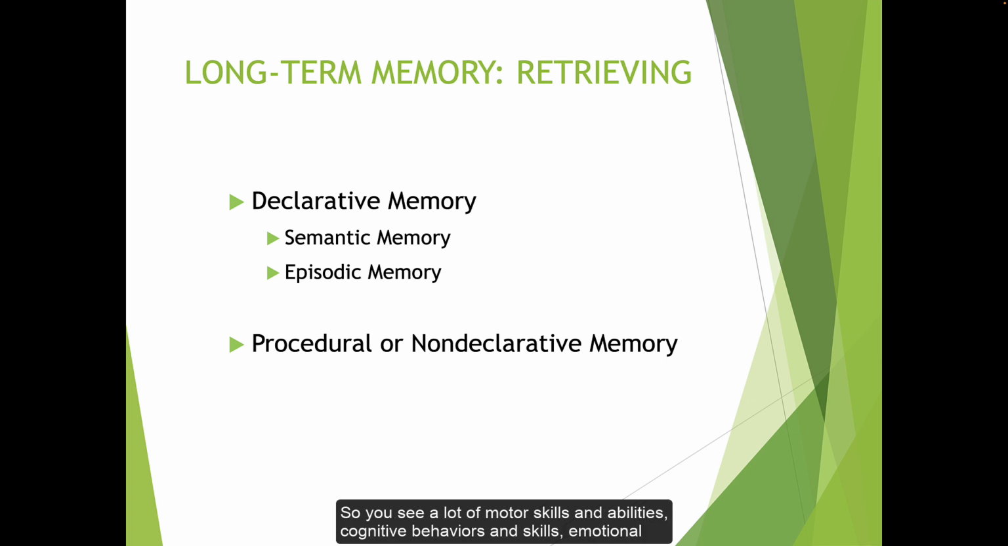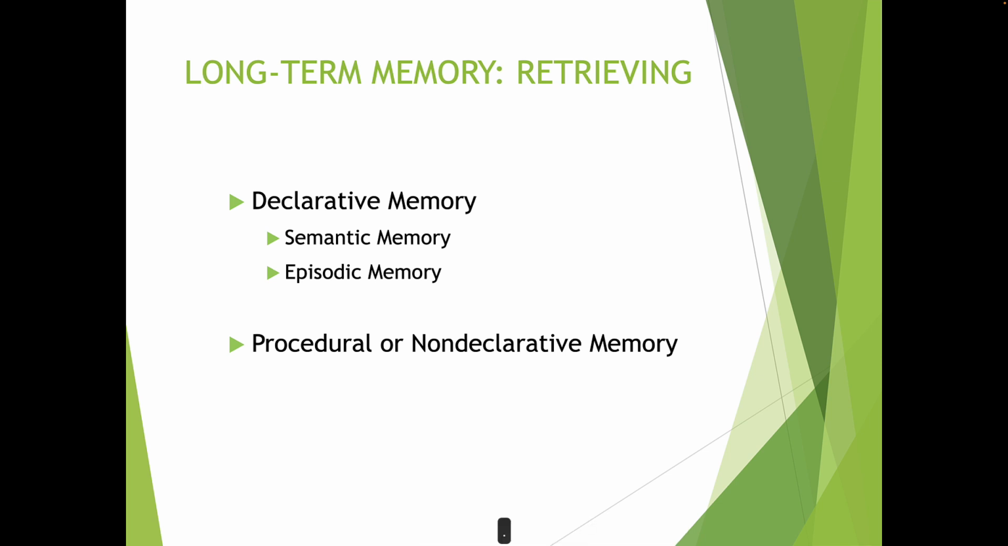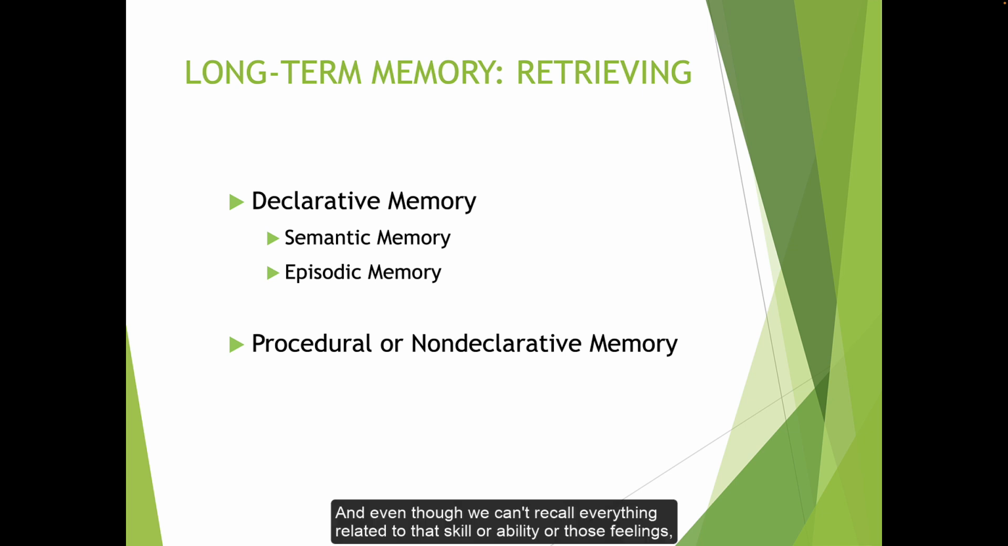So you see a lot of motor skills and abilities, cognitive behaviors and skills, emotional behaviors that get included in procedural or non-declarative memory. Again, we know that those things exist. I know I can drive, but I can't tell you everything that it took to get my driving skills to where they are today. And even though we can't recall everything related to that skill or ability or those feelings, those memories still affect us today and sometimes very powerfully.